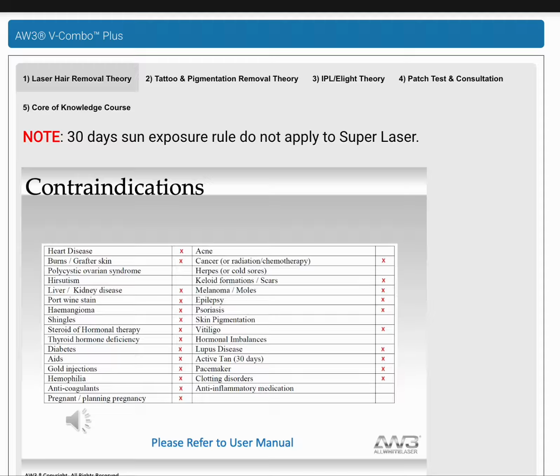Any customers who have keloid formations or scars, melanoma or moles, epilepsy, psoriasis, vitiligo, lupus disease, an active tan, for example, any tanning within 30 days, the 30-day rule, pacemaker or clotting disorders will not be able to undergo any of the laser treatments on your system.